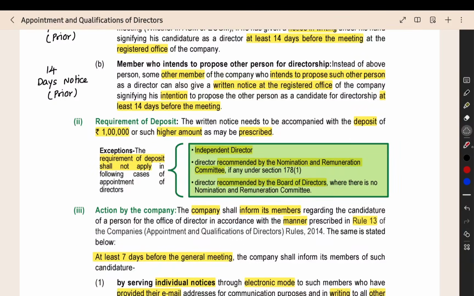Then the next thing, whoever is standing for a director position, they have to deposit an amount. The amount will be 1 lakh or such higher amount as may be prescribed. So you can remember 1 lakh.